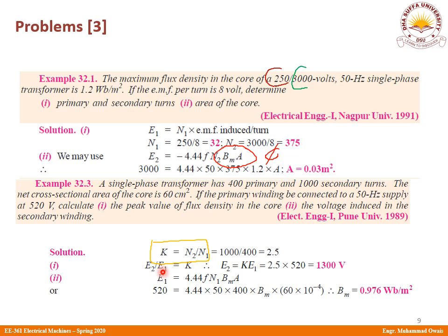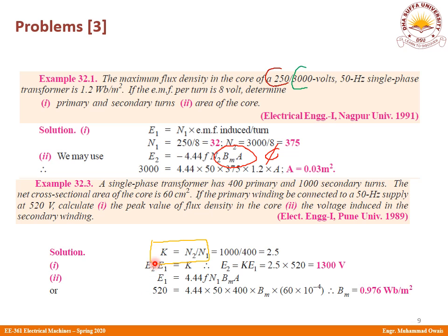So either you use this relationship from BL Theraja or use that of Chapman. In both cases, you will find the same value of the voltage at the secondary, which comes out to be 1300 volts again. But lastly, we need to find the value of the voltage induced in the secondary. That is, in fact, what we have found out.